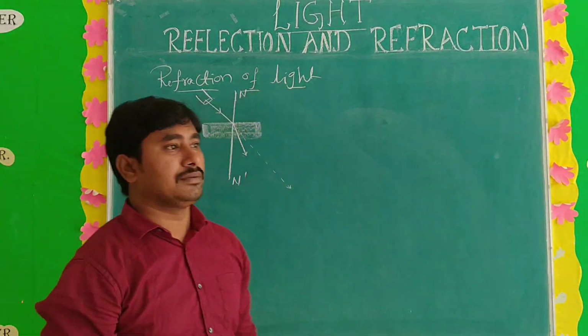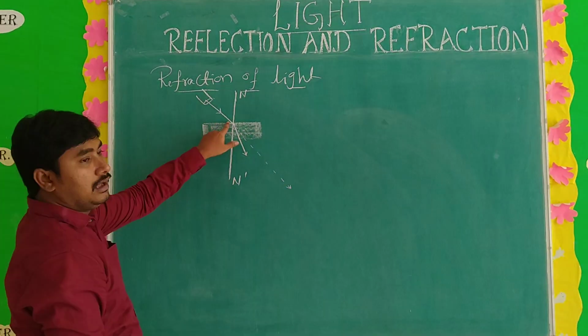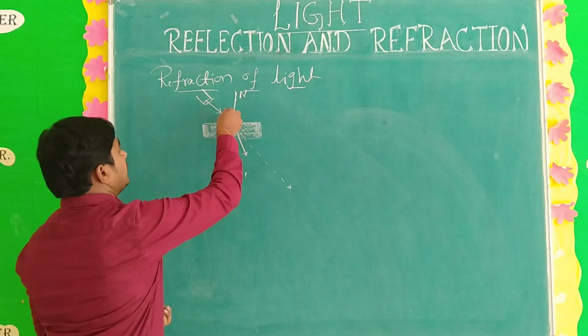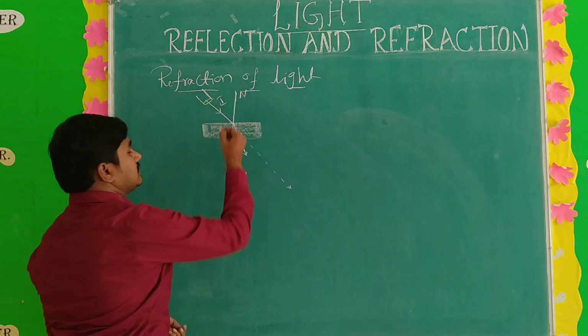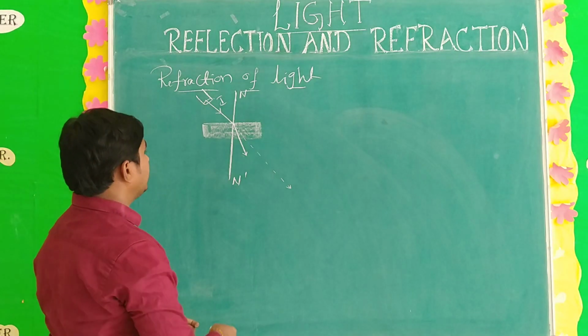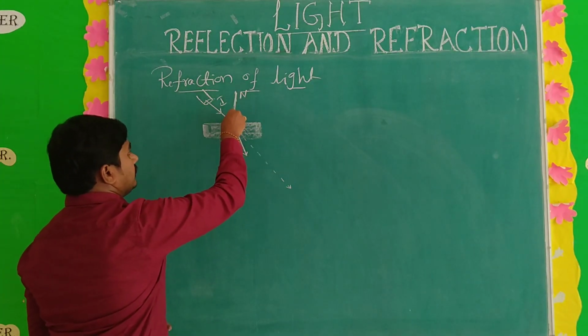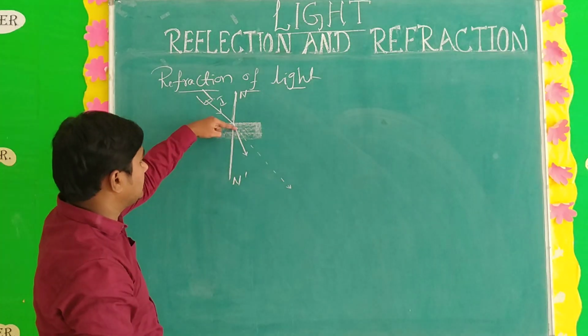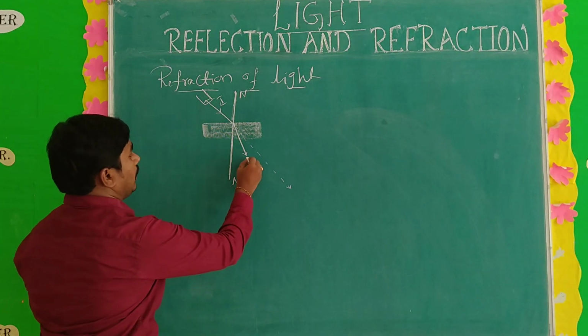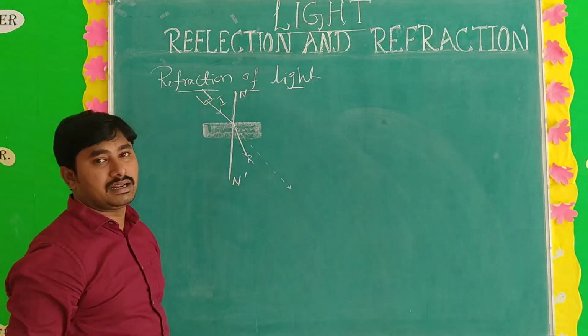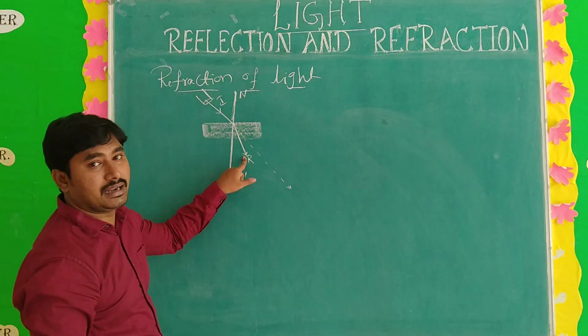In refraction, what do you observe? The light ray coming from the source of light is called the incident ray. So this is the incident ray. Next, this is the normal ray. The ray that deviates from the original path is nothing but the refracted ray. So this is called the refracted ray.